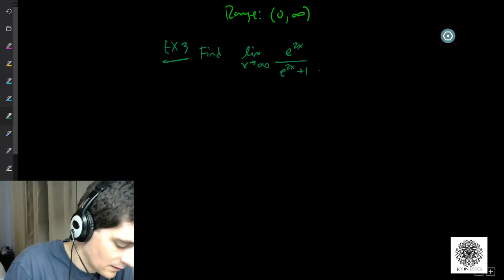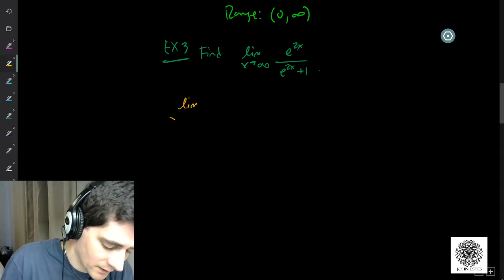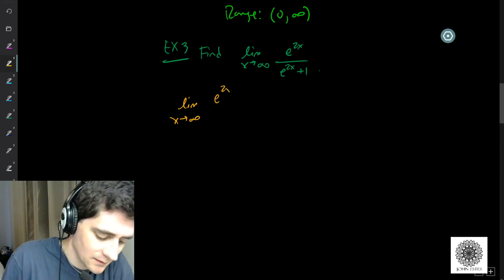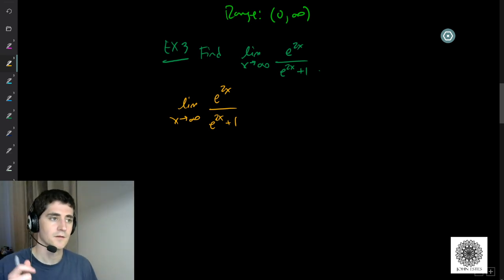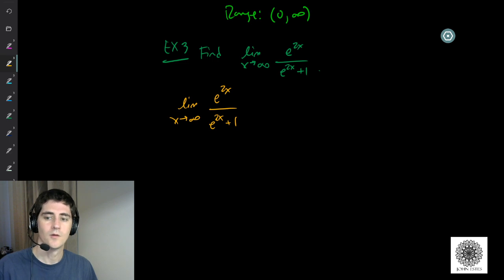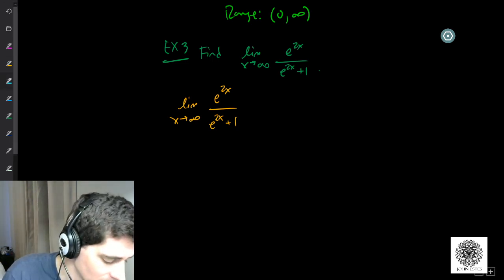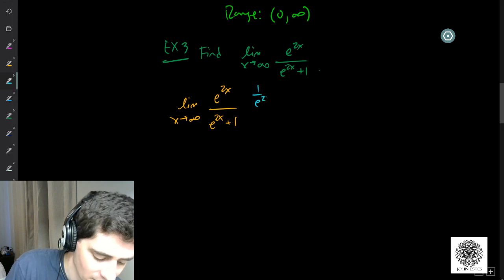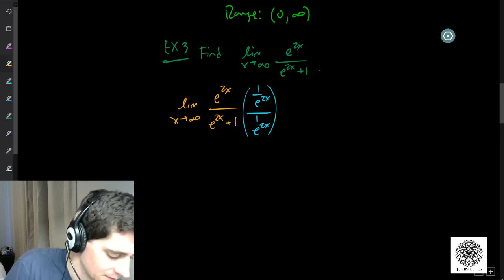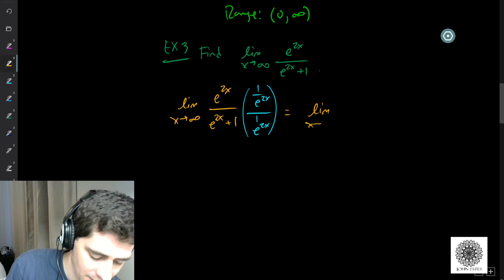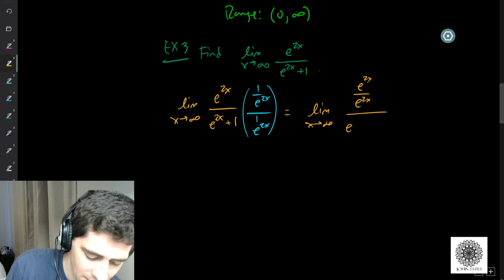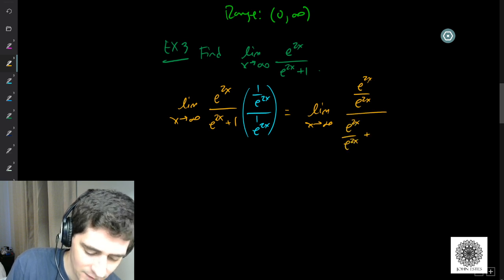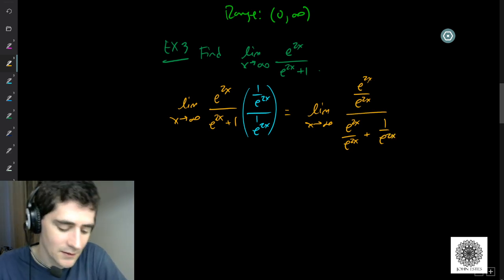Now the trick here: remember when we took limits of polynomials going out to infinity, we always divided by the term of the highest degree of the denominator. We're going to do something like that now. What I'm going to do is multiply the numerator and the denominator by 1 over e to the 2x. If I do that, very quickly I get e to the 2x over e to the 2x, and in the denominator I get e to the 2x over e to the 2x plus 1 over e to the 2x, when I distribute everything.